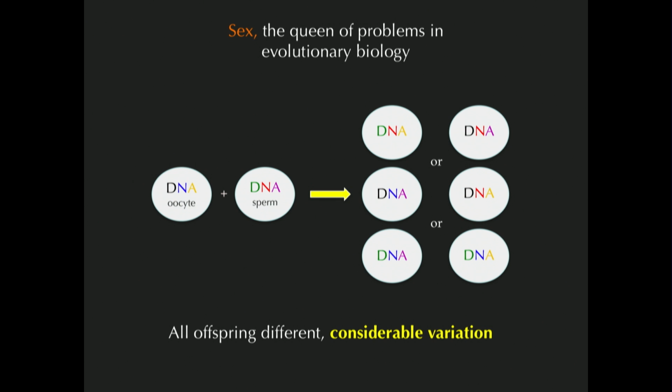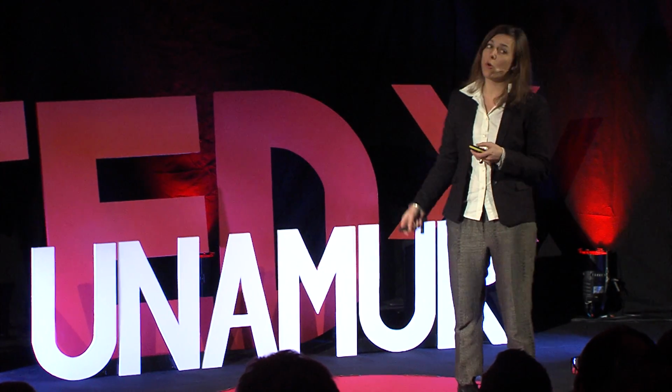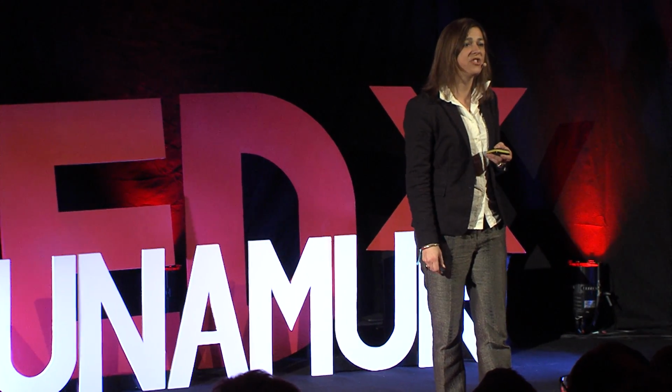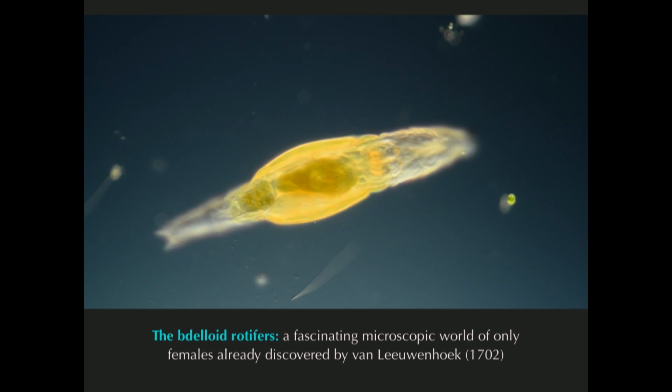It creates every generation this genetic variability that is essential for evolution. So does it mean that animals that lose sexual reproduction or that abandon it or that have no sexual reproduction cannot evolve, cannot adapt? That's what we thought until we discovered what has been called an evolutionary scandal or an ancient asexual scandal. It's a microscopic world of animals, the Bdelloid rotifers.